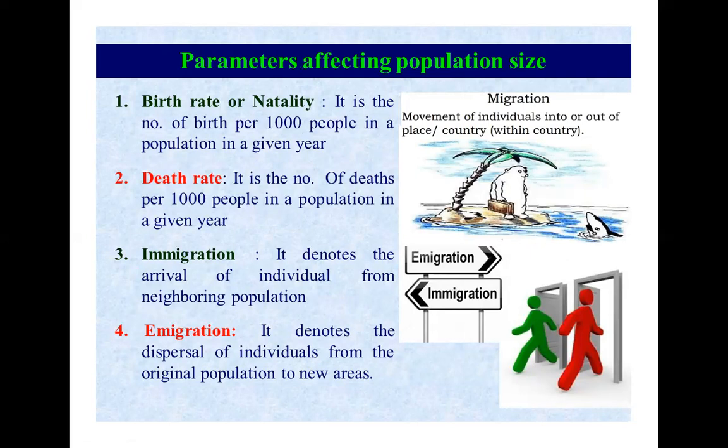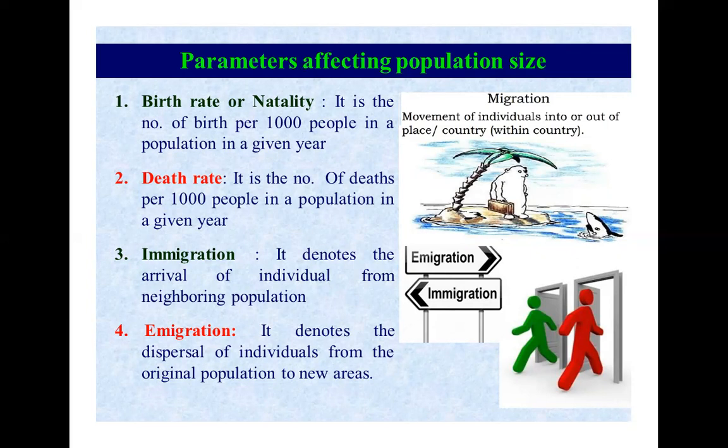Now, parameters affecting population size. Birth rate or natality is the number of births per thousand people in a population in a given area. Death rate is the number of deaths per thousand people in a population in a given year.